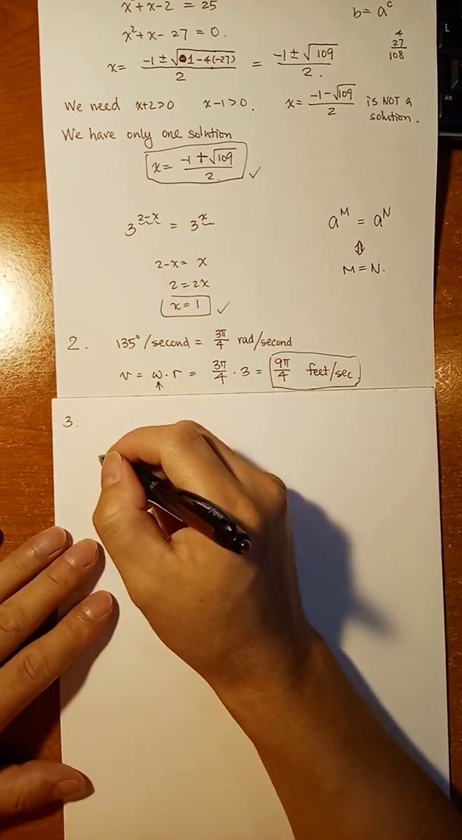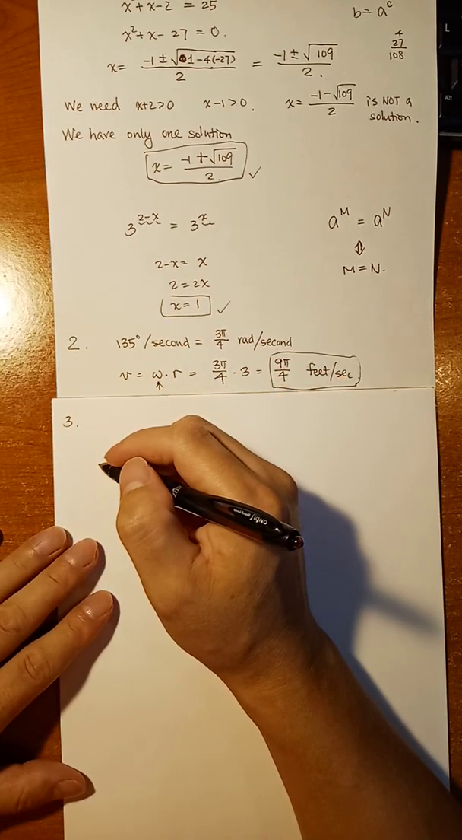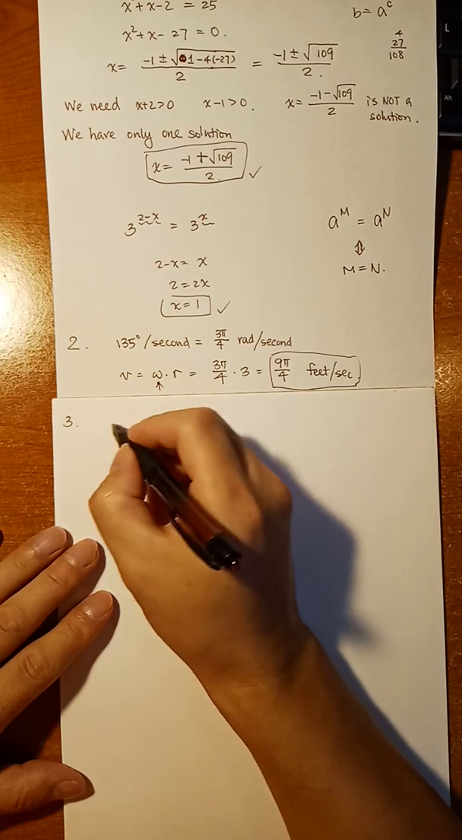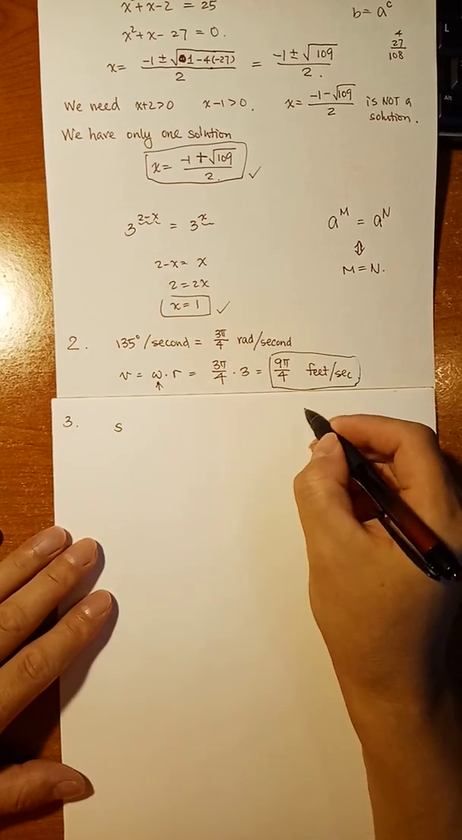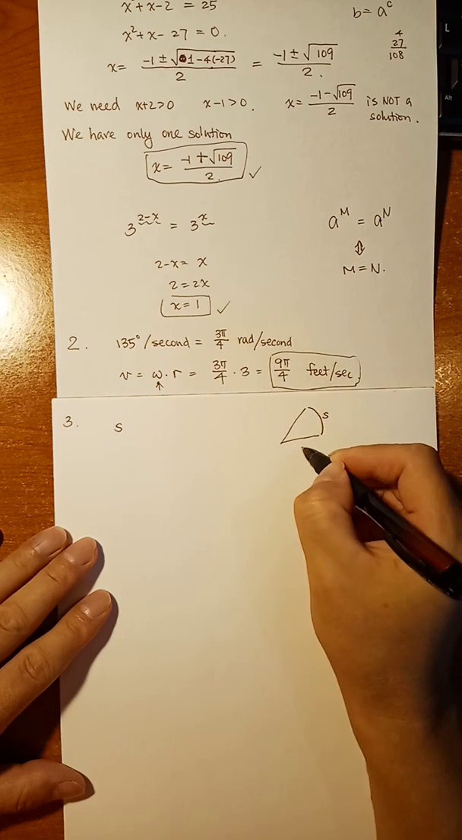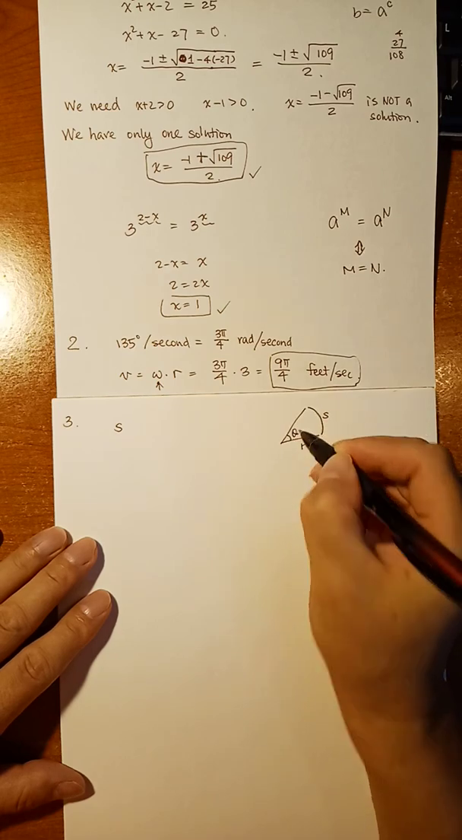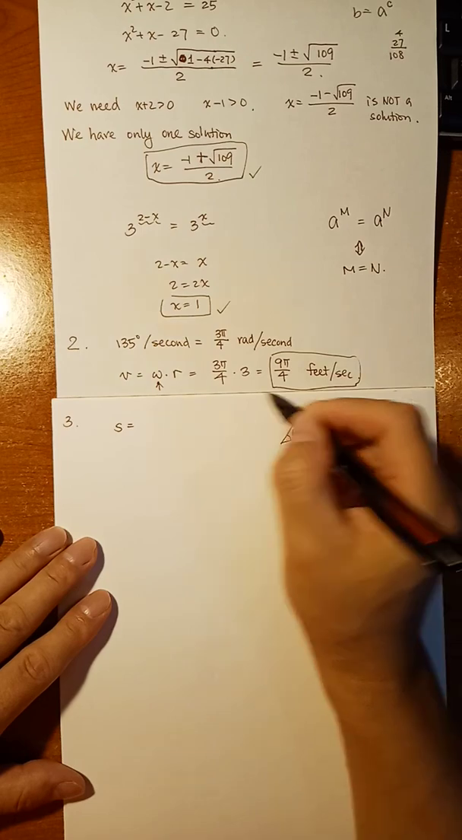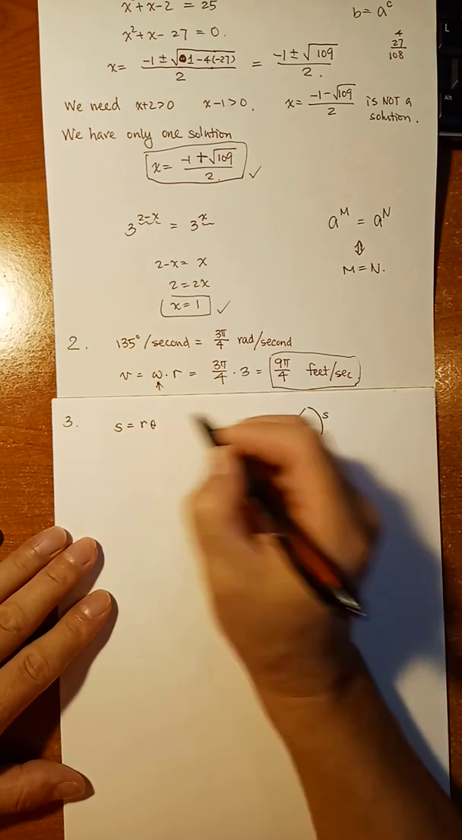Problem 3, we have two parts. One is S, the arc length. What is arc length? This is the arc length. This is R. This is theta. S, the arc length, is equal to R theta.